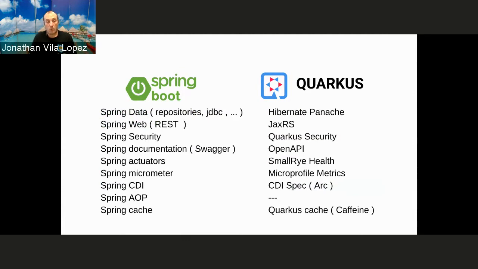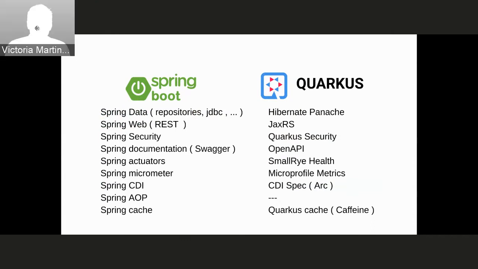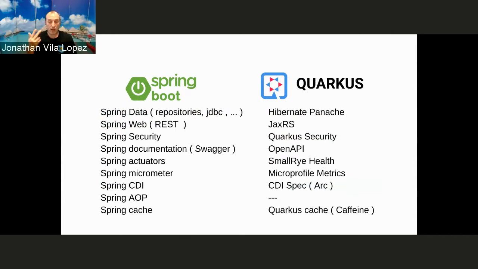In Quarkus, the correspondence is Hibernate Panache, JAX-RS, Quarkus Security, OpenAPI, SmallRye Health, MicroProfile Metrics, CDI specification. There's no aspect-oriented programming, and it also has Quarkus Cache.